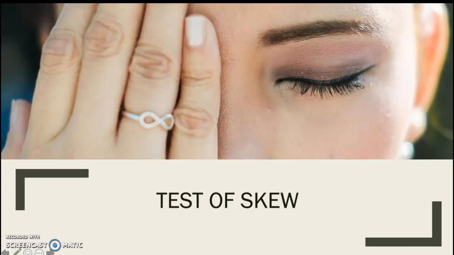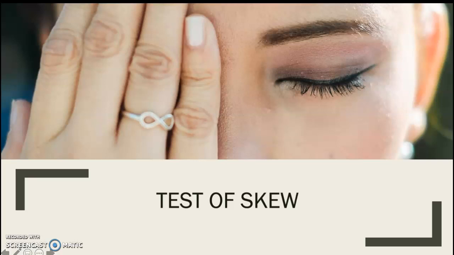The final test of the HINTS exam is the test of Skew. This test is helpful in identifying brainstem or cerebellar involvement, which are both parts of the central nervous system. To perform the test of Skew, you will have the patient again look straight ahead with a stable gaze. You will then cover one of the patient's eyes with your hand. You'll keep it there for a few seconds before moving your hand to the opposite eye.